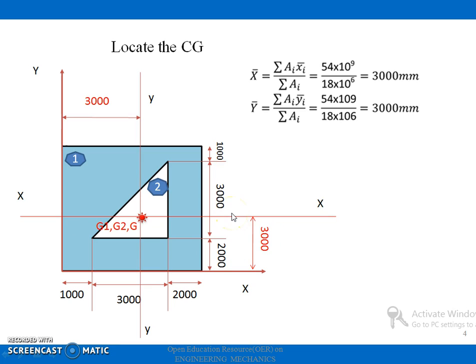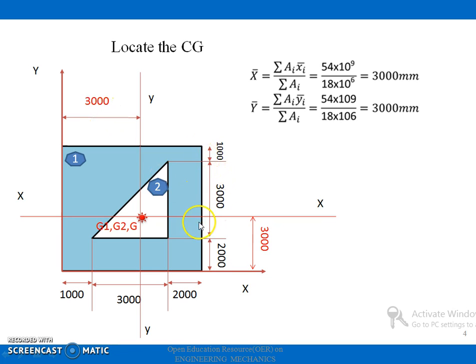That has also been explained in the previous video, but I'll explain it once again here. This is a square with a side of 6000 millimeters. So the center of gravity of this section should be at a distance of 3000 millimeters from the y-axis. So this x1 will be equal to 3000.